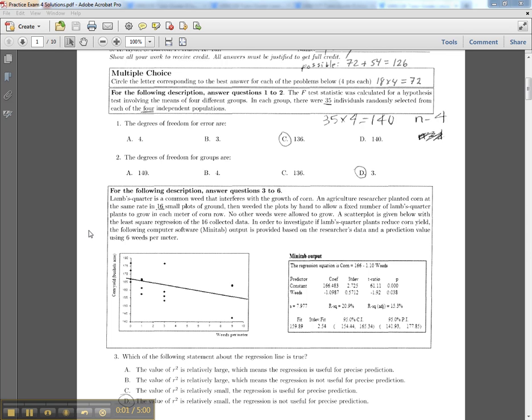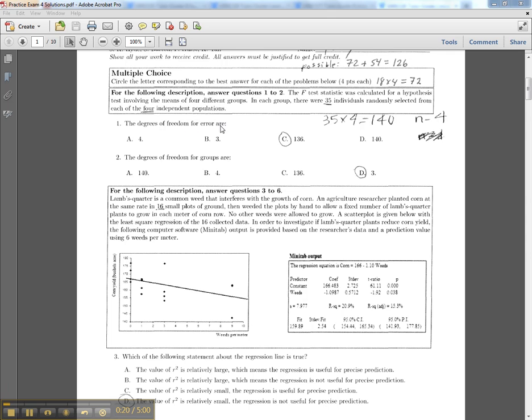We're going to do number 1 for the practice exam. It says, for the following description, answer questions 1 to 2. The test statistic was calculated for a hypothesis test involving the means of 4 different groups. In each group, there were 35 individuals randomly selected from each of the 4 independent populations.